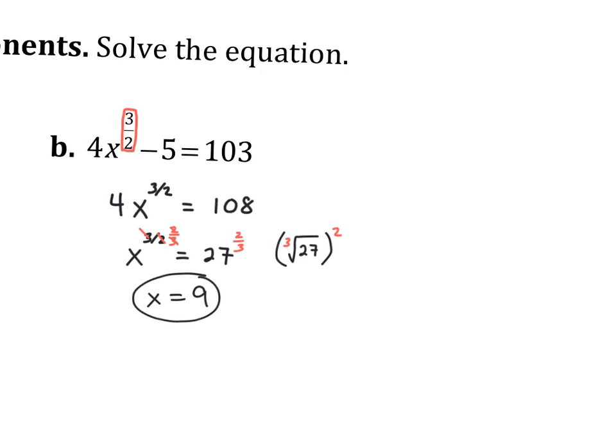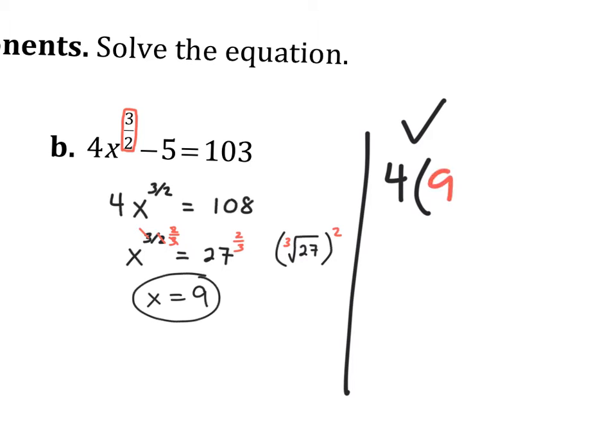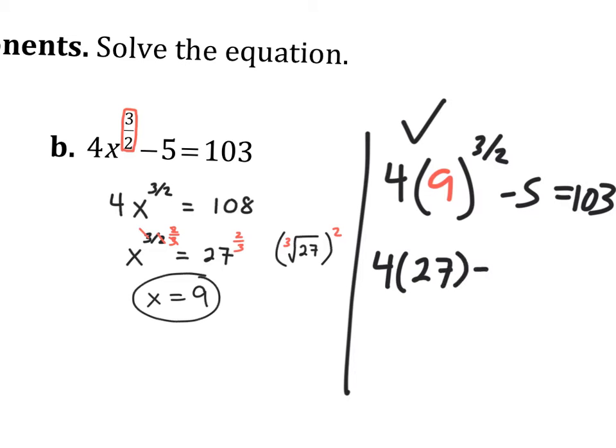Quick check over here. So 4 times 9 to the 3/2 power minus 5 equals 103. Now, evaluating this one here, the square root of 9, because the 2 is in the denominator, that's 3, and then square the 3 to get 27. So 4 times 27 minus 5 equals 103.